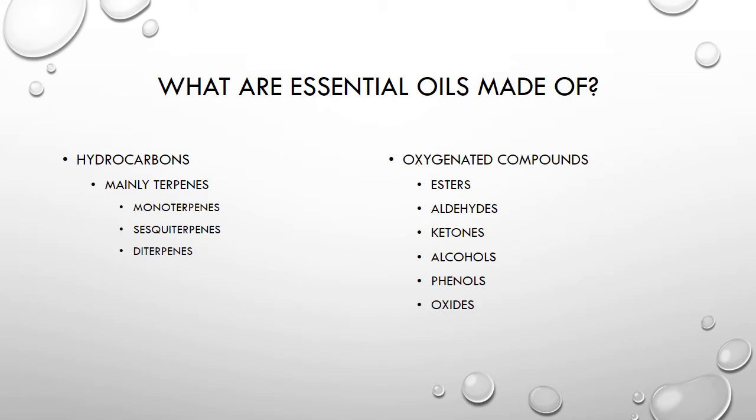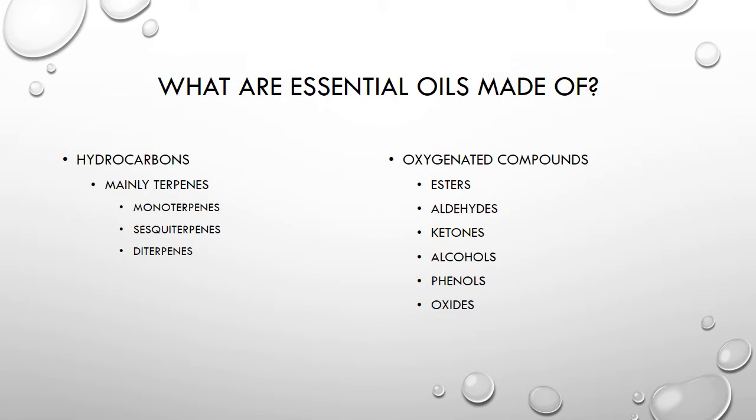What are essential oils made of? Essential oils are made of two components: hydrocarbons and oxygenated compounds. They're mainly made up of hydrocarbons, and these specific hydrocarbons are called terpenes. And the three different types of terpenes that are in essential oils are monoterpenes, sesquiterpenes, and diterpenes.